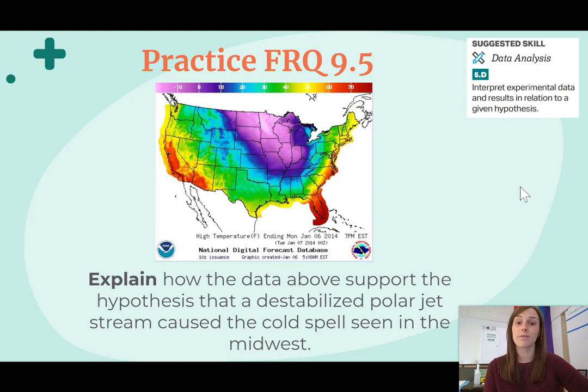So here's going to be your practice FRQ for 9.5. I want you to look at this diagram here and use this data to explain how the data above supports the hypothesis that a destabilized polar jet stream caused the cold spell seen in the Midwest. That's going to be your practice FRQ for 9.5. Those are your notes on 9.5 about global climate change.